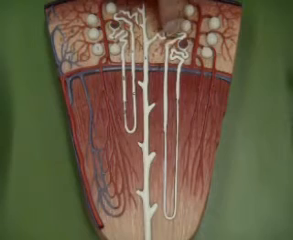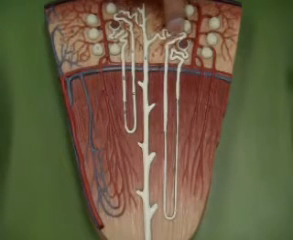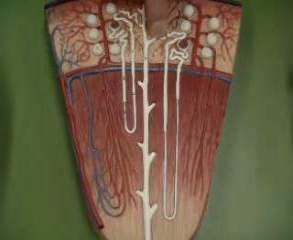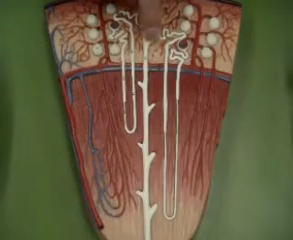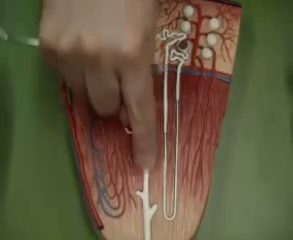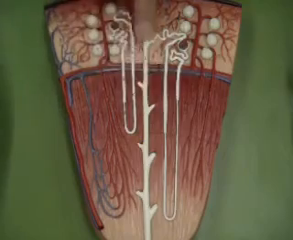And then we get to this part where it winds around again, and that is the distal convoluted tubule. And then the distal convoluted tubule drains into this structure here, which is the collecting duct.